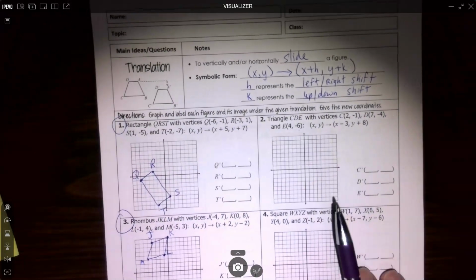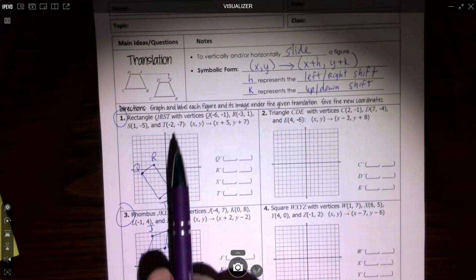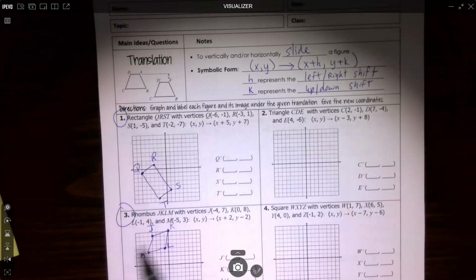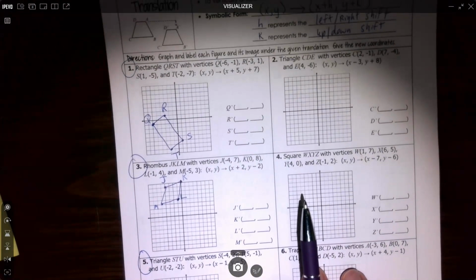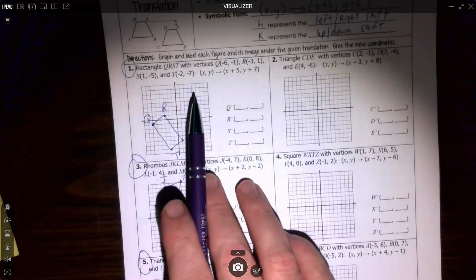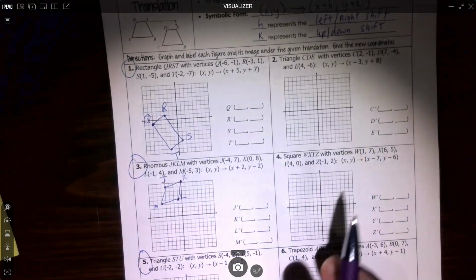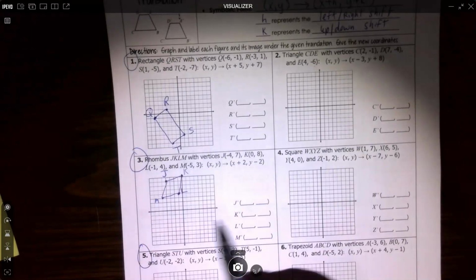So for the sake of time, I've already put my original shapes in. For full credit, you have to draw the shapes. Just don't give me the final results here. Put the shape and then put its final result in. For this, like I said, for the sake of time, I've already put my shape in.